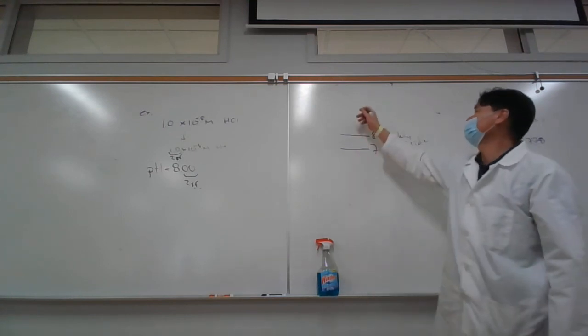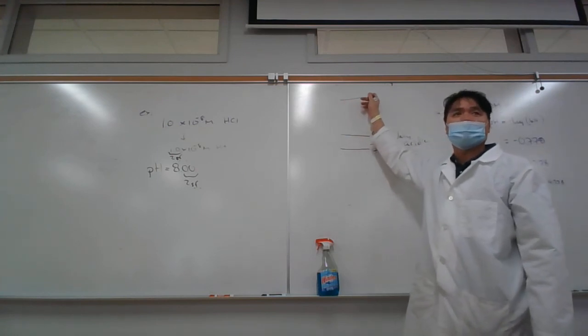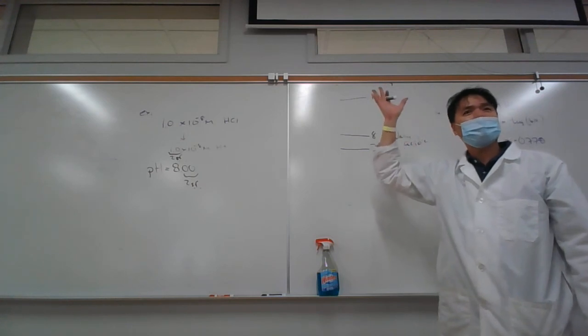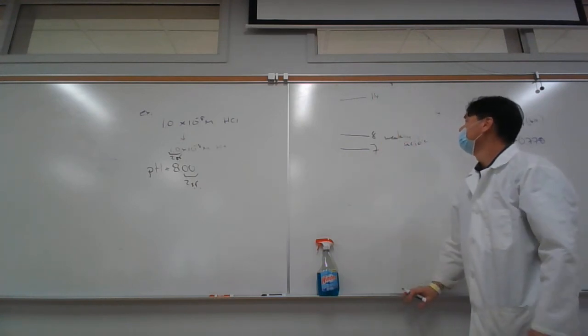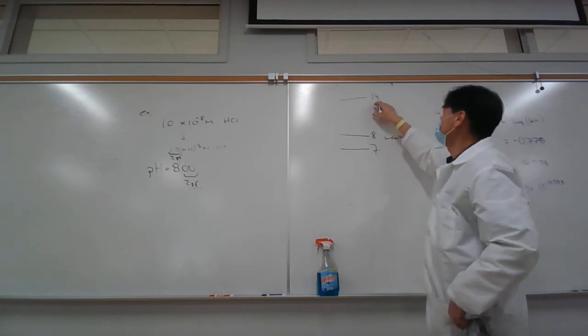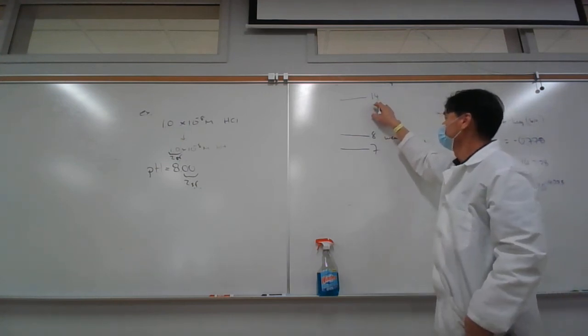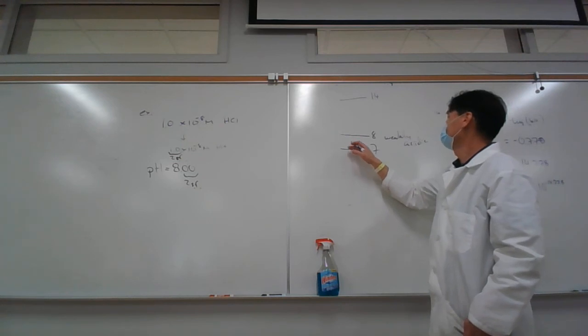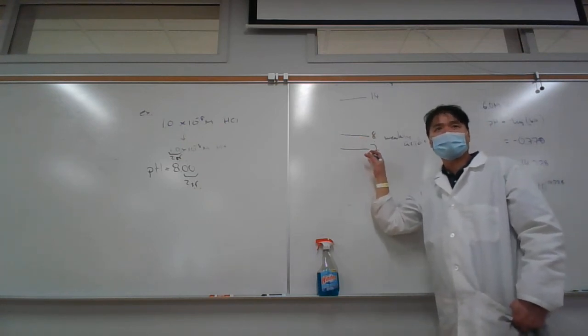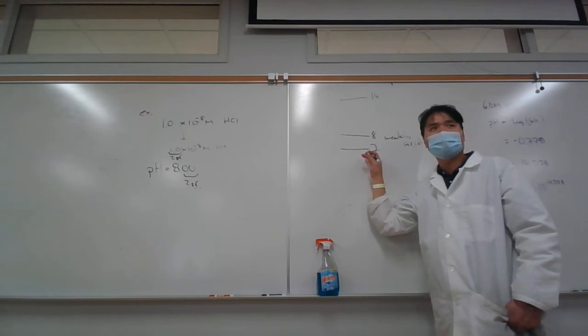And a pH of 14 should be strongly acidic. Is that right? All right, pH 14 is strongly acidic. Or wait, a pH of 14 is strongly basic, and that means a pH of 8 must be neutral, and a pH of 7 must be weakly acidic. Is that right?